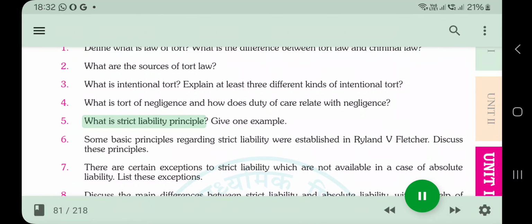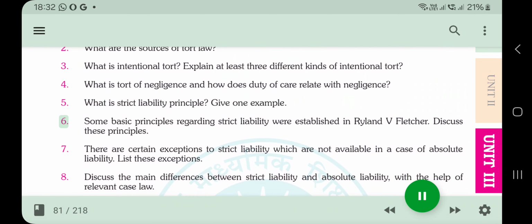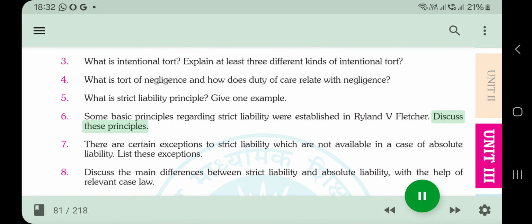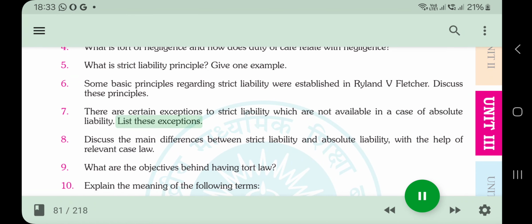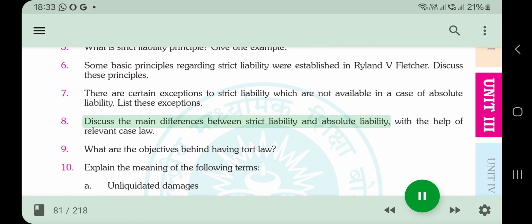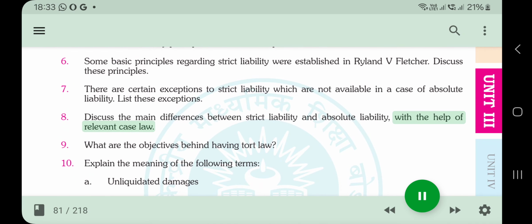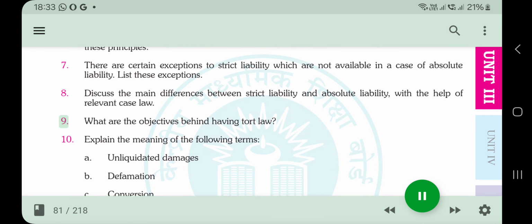5. What is strict liability principle? Give one example. 6. Some basic principles regarding strict liability were established in Ryland v. Fletcher. Discuss these principles. 7. There are certain exceptions to strict liability which are not available in a case of absolute liability. List these exceptions. 8. Discuss the main differences between strict liability and absolute liability, with the help of relevant case law. 9. What are the objectives behind having tort law?